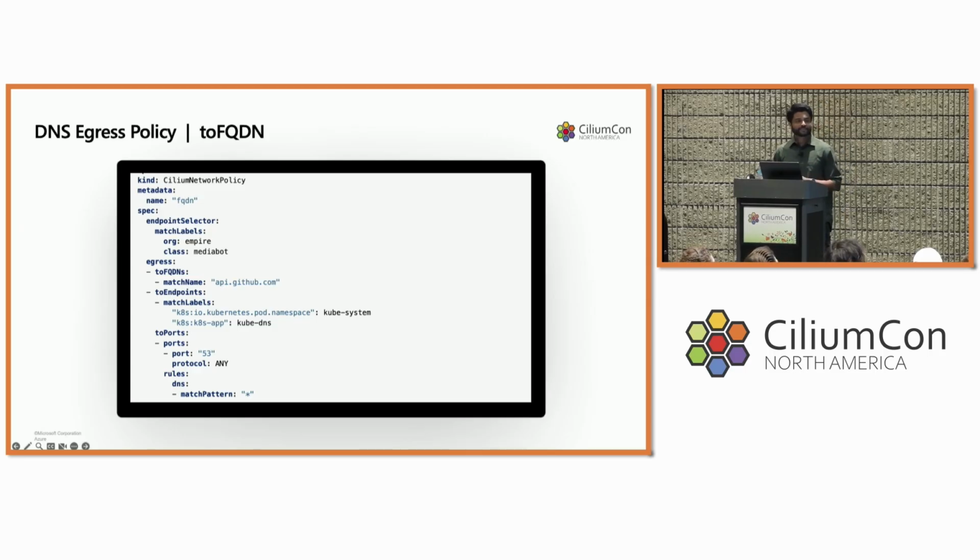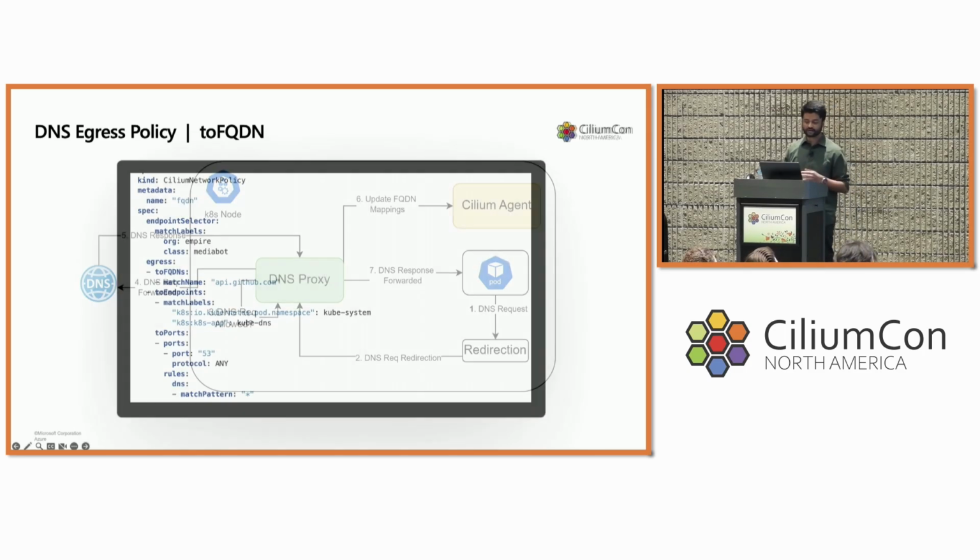For those of you who have not used it before, here's how an FQDN policy looks. It's pretty simple. You select which endpoints it should apply to. You specify which fully qualified domain names you want to allow traffic to. And Cilium automatically translates the domain name to IP addresses and then allows the network policy for you. So that's pretty much a 1,000-foot view of what ToFQDN network policies are.